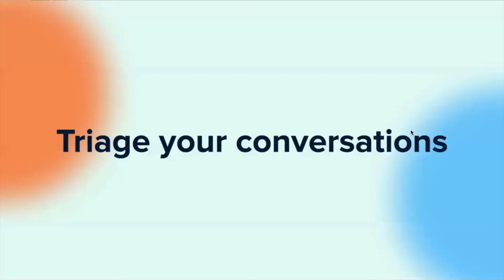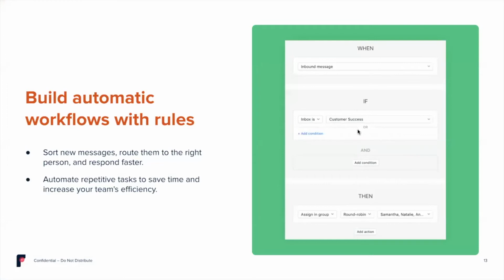and walk through triaging our conversations. So now that we have all of our information inside Front, we need to determine who is going to handle all of those conversations. With Front, we want you to start thinking about triaging your process as something that you would automate before you launch to your team. You can build some of this with our rules to route messages to the right person automatically so that they can respond faster. This is also a great way to automate repetitive tasks like assignment to save time and increase your team's efficiency.